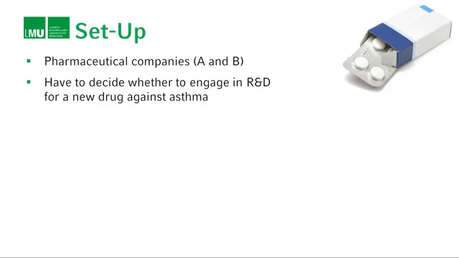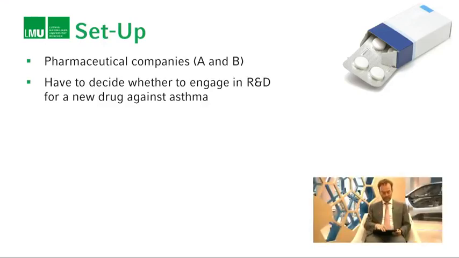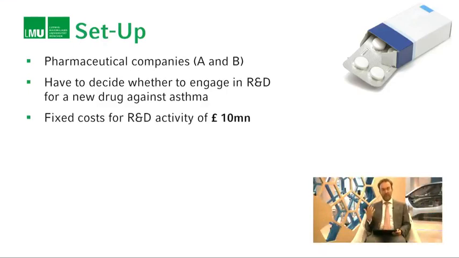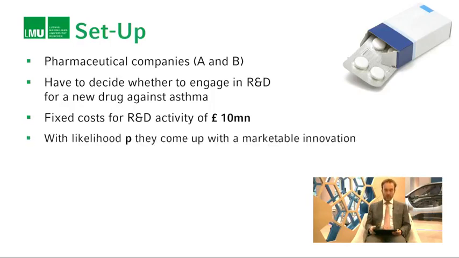Let's again take a very simple setup of two pharmaceutical companies, which we'll call A and B, that have to decide whether to engage in R&D for a new drug against asthma. There is a fixed cost of R&D activity of £10 million, something that you incur at any rate. If you're successful, if you're not successful, if you're a monopolist, if you're in competition, there is a fixed cost of R&D of 10 million. There is a likelihood of P that any of those firms is going to come up with a marketable innovation.